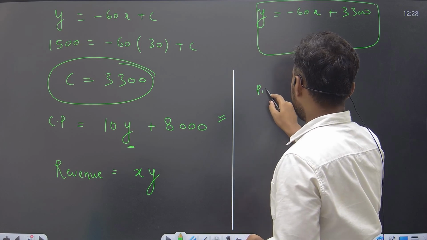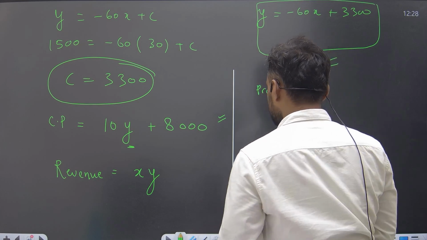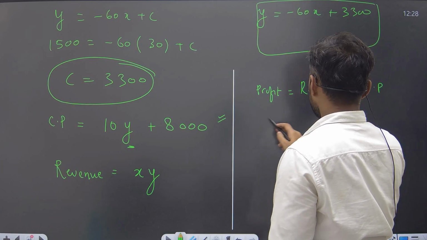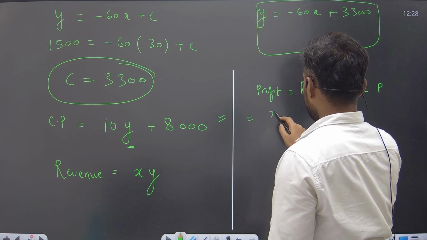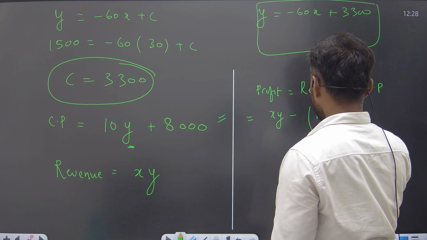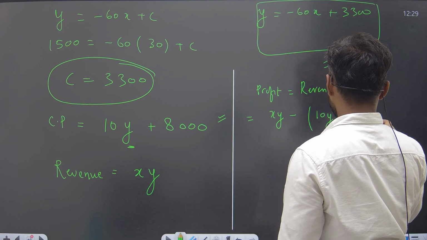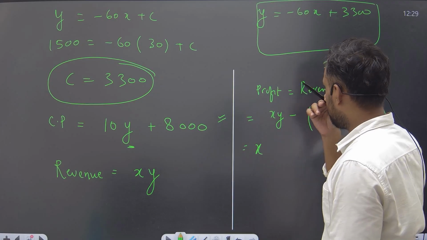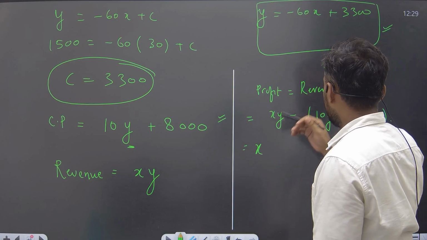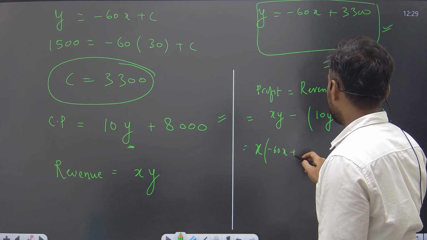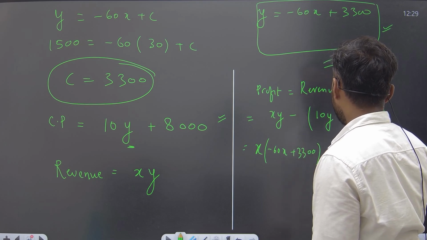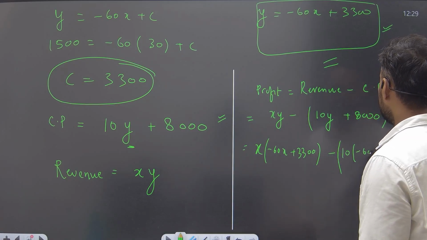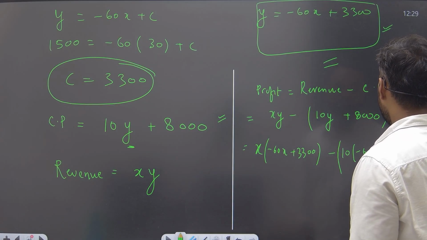Now we know what profit is, students. Profit is given by revenue minus cost price. Revenue is xy, minus 10y plus 8000. Now in place of y we will replace it with the equation we have got. So you will get minus 60x plus 3300, minus 10. Now again we replace it with minus 60x plus 3300 plus 8000.